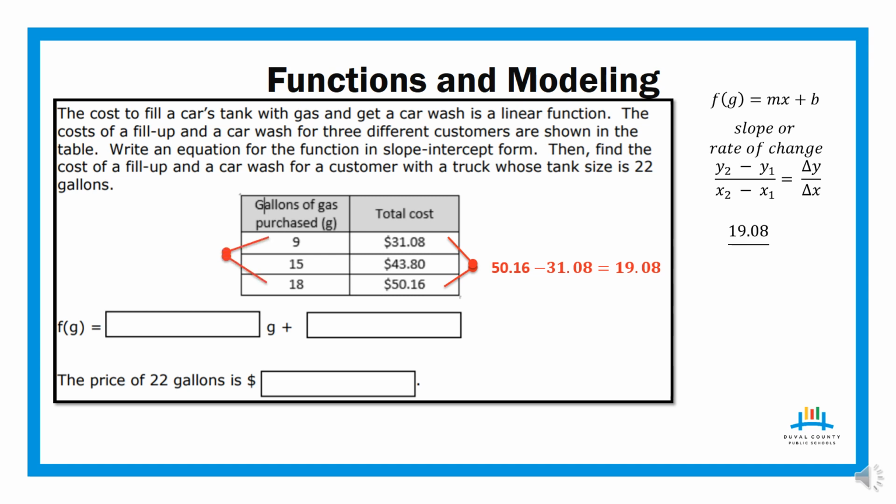Then I'm going to subtract 9 from 18 for my x values and get a value of 9, which will be in my denominator. When I divide this fraction, I will find that my slope is 2.12. So I'll put this into my equation. Next, I need to calculate the y-intercept for our function.